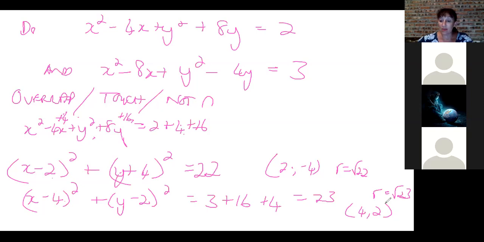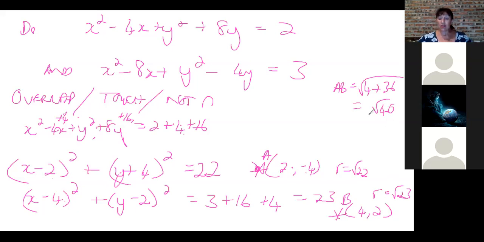Right, so what you need to do with this now, now that you have these two centers, is find the distance between them. And we'll do a few more of these next time, okay? So you're going to find the distance between those 2 points. In other words, if you call this A and this B, then AB will be 4 minus 2 is 2, squared is 4, plus 2 minus 4 is 6, squared is 36, which is root 40.